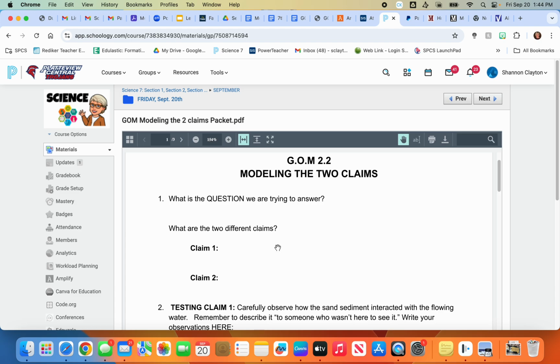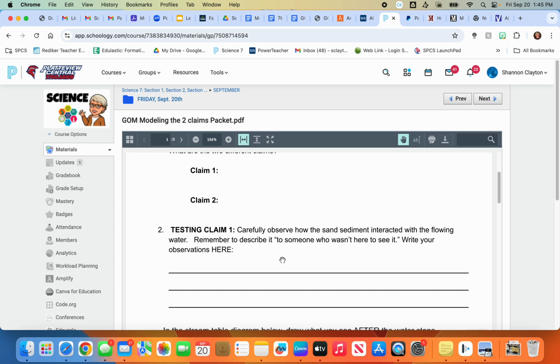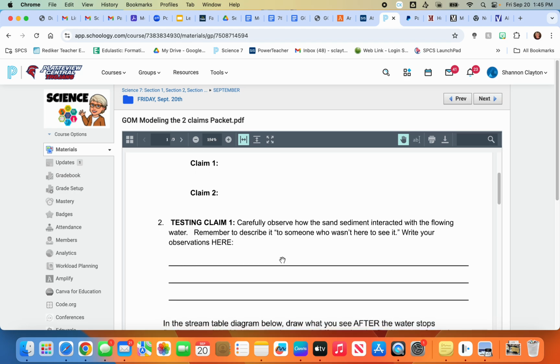And the two different claims are the two different answers that we're trying to decide which one. So claim number 1, go ahead and write it out. Claim number 2, go ahead and write it out. You need to have complete sentences here. In science, you can't just put 1 or 2 word answers because it's too important that you're communicating your ideas to other scientists.